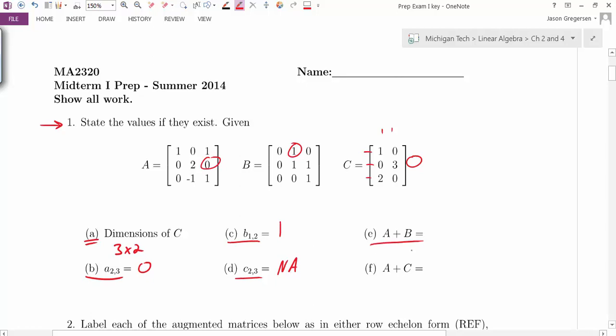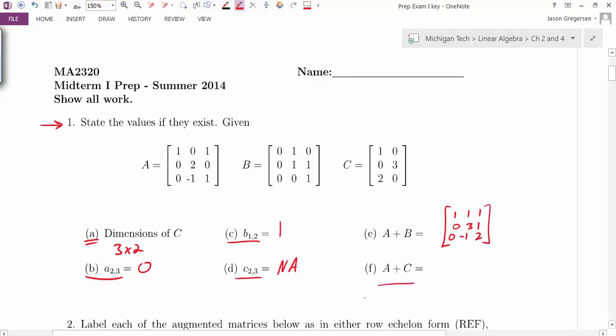Then we have the sum of two matrices. To add those matrices, we are just going to add them component-wise. So these are both 3 by 3, so we can do this addition. And we'll just add these two components. 1 plus 0 is 1. Then 0 plus 1 is also 1. 1 plus 0 is also 1. And we'll just keep doing that to get the next rows of 0, 3, 1, and 0, negative 1, 2.